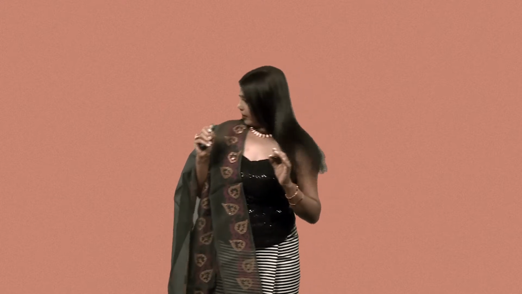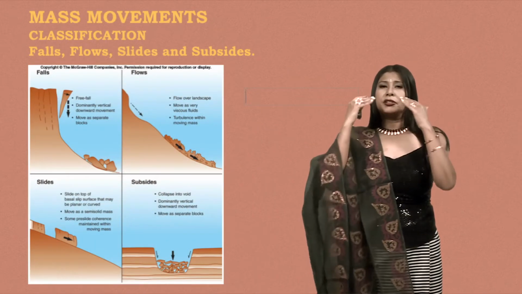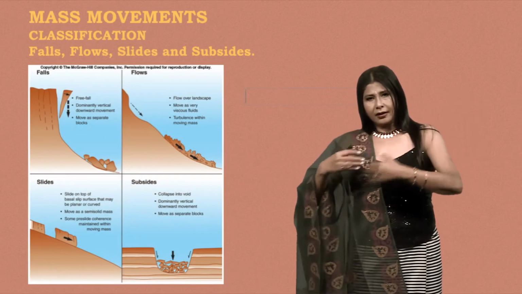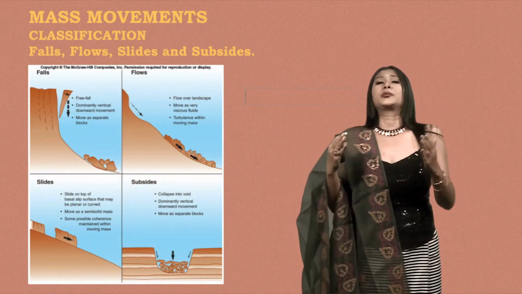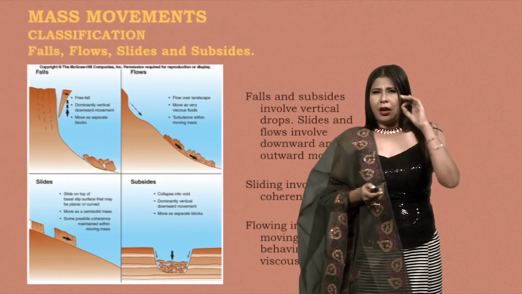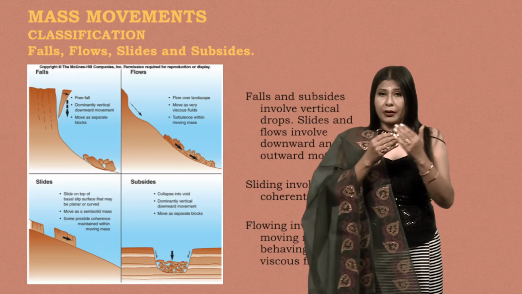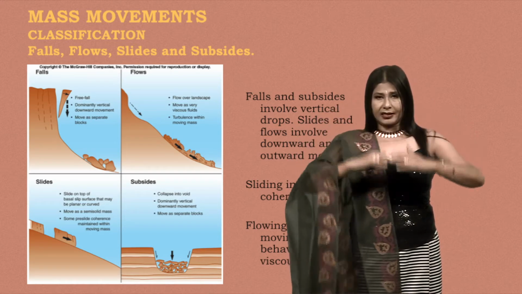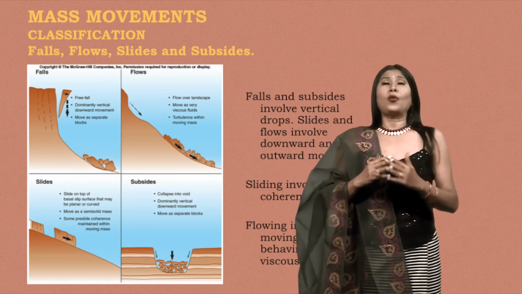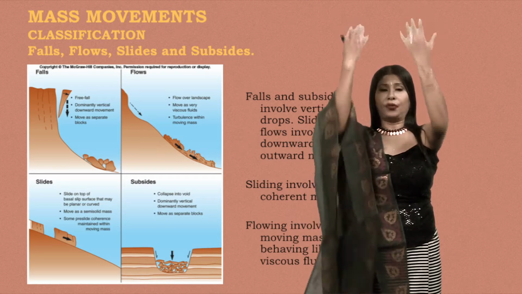Classification of mass movement. Mass movement, based on the way the material is falling, can be divided into four parts or four divisions. Falling, that is fall, flowing, sliding and subsidence, these are the four. Fall and subsidence involve vertical movement, up and down. So, when we say subsidence, land is sinking. When we say rock fall, the rock is falling.